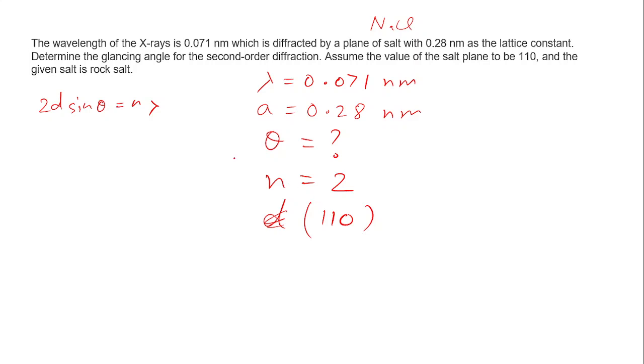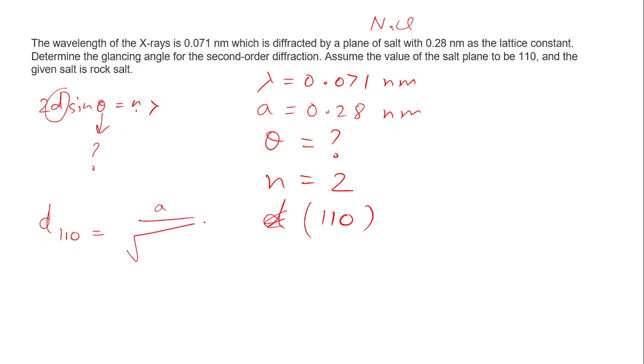Okay, so here we need to find out glancing angle, means theta. n we know, it is 2, lambda we know. We don't know d, the interplanar spacing between 110 plane. We need to find out that first, because in this equation only one unknown can be there. Right now we don't know theta, we don't know d. So first we need to find out d. Interplanar spacing between 110, because it's a cubic, so I can directly use my formula.